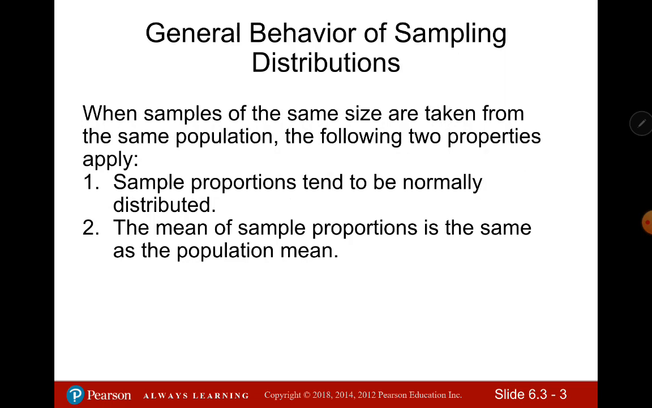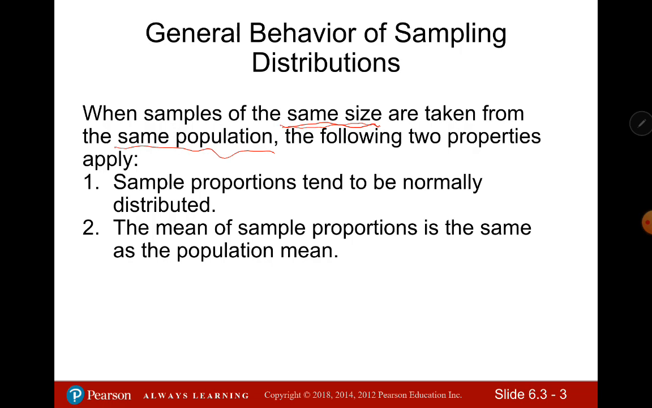So we have this general behavior of sampling distribution. We will say the same size sample from the same population. From the same population, we can get a lot of samples, right? Each time we randomly select someone. Let's say each time we select 50 observations as our sample. So we can find a lot of samples with the same size. This is the bottom line: same size and from the same population.